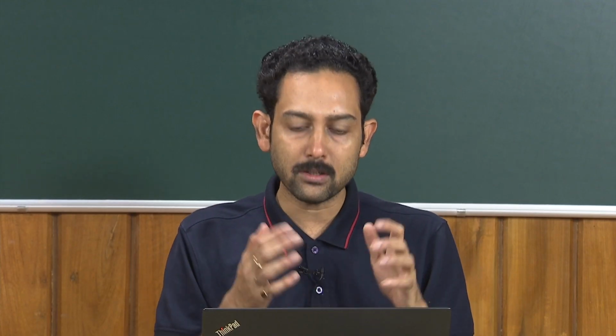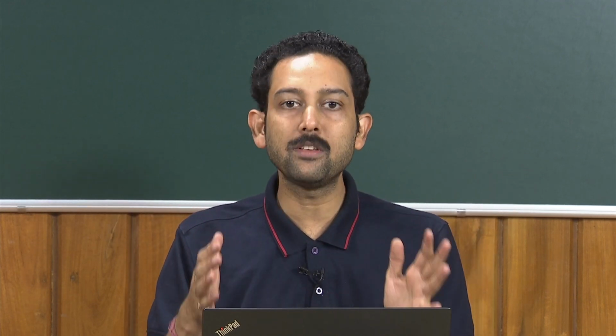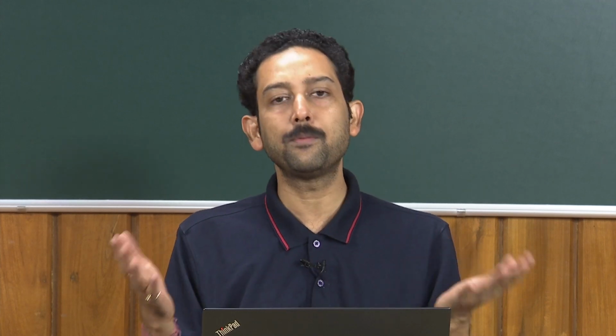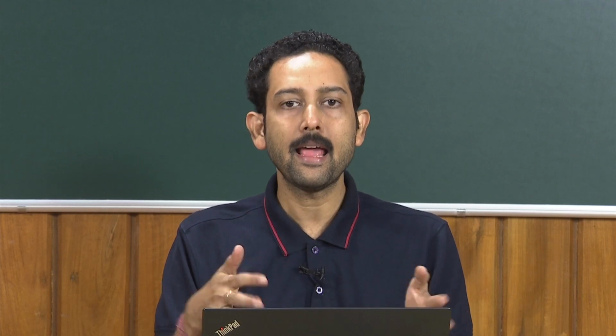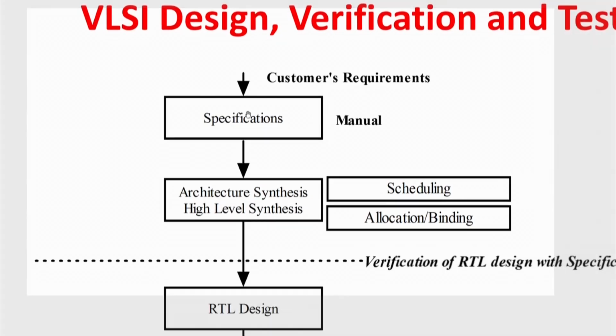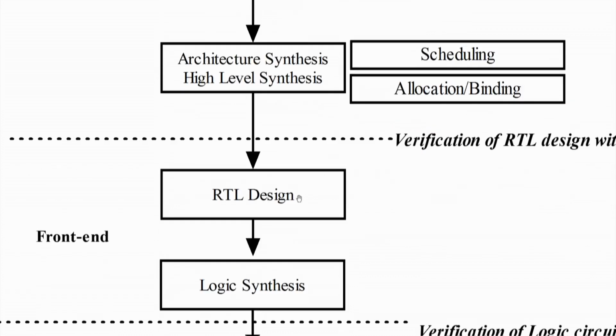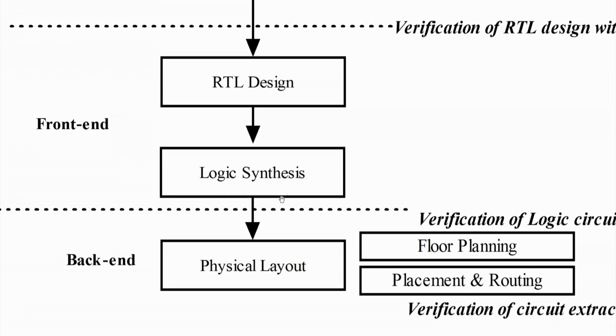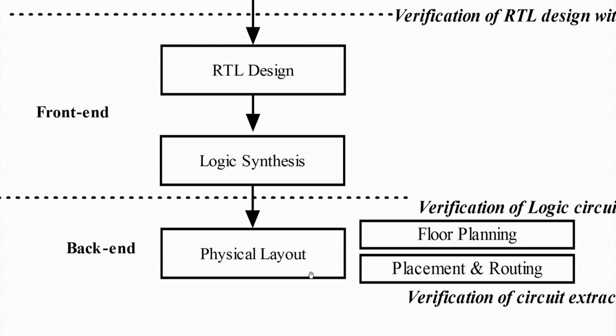So, in the first two lectures we will quickly cover the VLSI testing used for traditional chips, maybe those fabricated till about the early 2000s, and how testing was performed. As we have already discussed, in the traditional VLSI flow we start with the specification, then we go for architectural synthesis, then RTL design, then logic synthesis and then floor plan and layout.